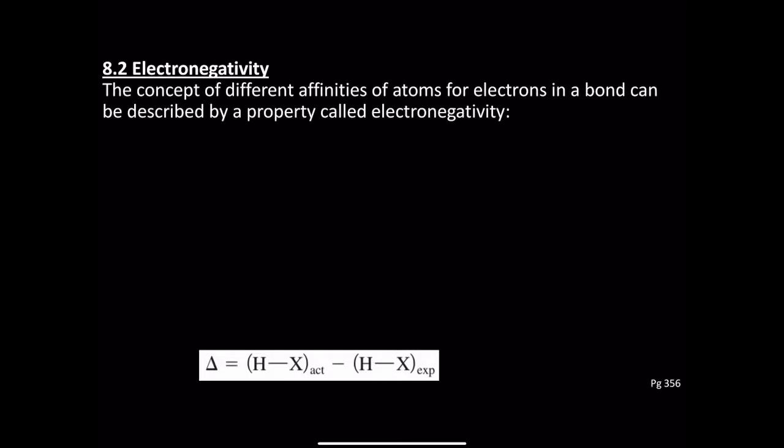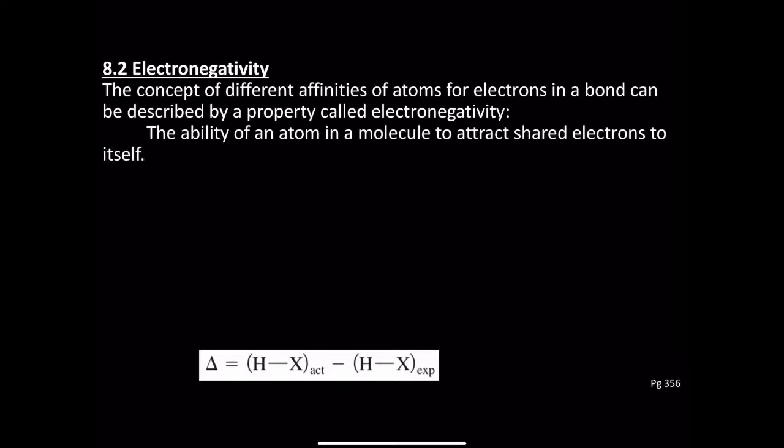All right, section 8.2, electronegativity. Here we go. The concept of different affinities of atoms for electrons in a bond can be described by a property called electronegativity, right? And we looked at this a little bit in chapter 7. We're going to look at it more now. So it's the ability of an atom in a molecule to attract shared electrons to itself.